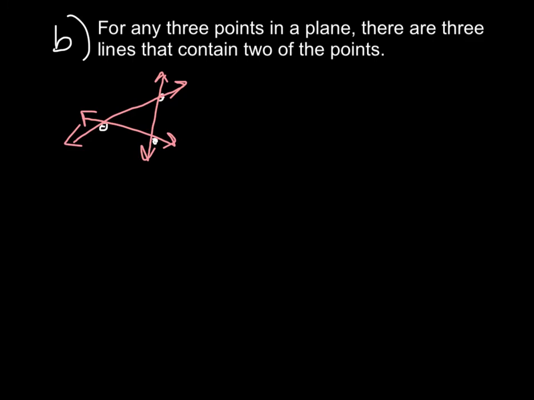But wait a minute. It doesn't talk about making a plane. It just says 3 points in a plane. So you might think to yourself, well, I thought they had to be non-collinear to make a plane. We're not making a plane. They're just 3 points in a plane. So we can draw 3 collinear points. They're in the same plane. Is that 3 lines? No. You've just proven that you can draw 3 collinear points that make 1 line. You've just proven by a drawing that this conjecture is false.